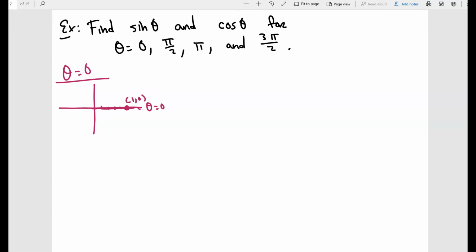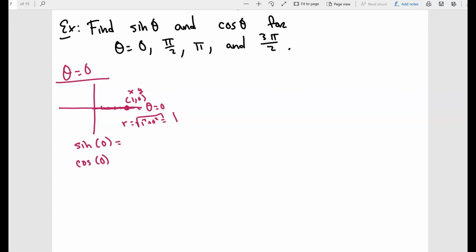Okay, so what we're going to do, we're going to try to figure out what the sine of 0 is and what the cosine of 0 is. Okay, so because we know that this is going to be x over y, this is going to be x and this is going to be y, okay, r in this case is going to be the square root of 1 squared plus 0 squared, which is just going to give me 1.